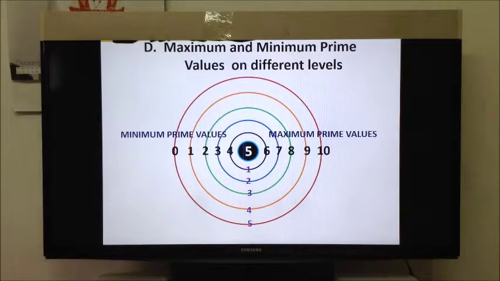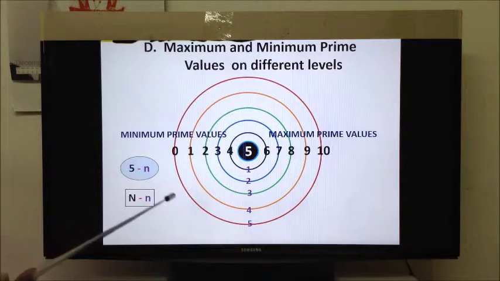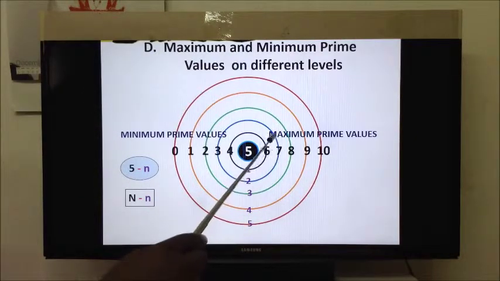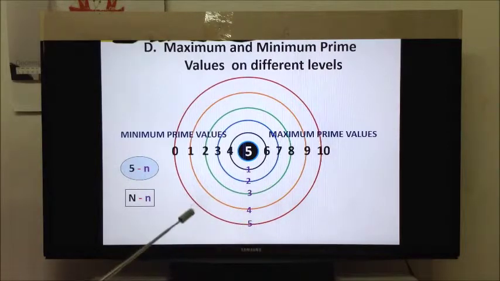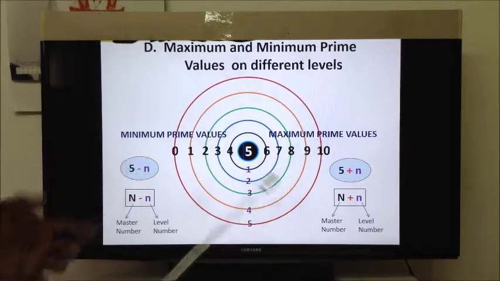To calculate the minimum prime values, we just take 5 minus the level number. For any other number, we use that number, which is the master number, minus the level number. Then, to calculate the maximum prime values, we just use 5 plus the level number. For any other number, we have master number plus level number. So here we have maximum and minimum.